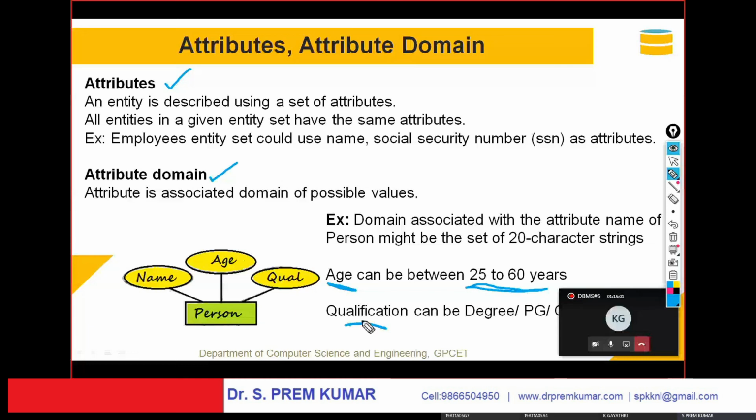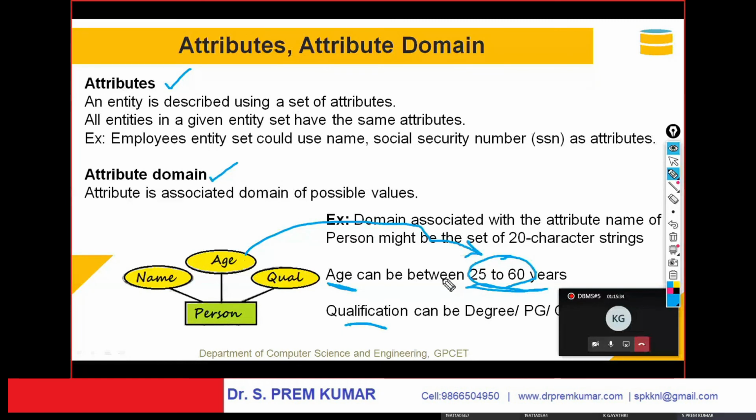So every attribute will have a certain value. The values will obey certain limits, which we call the attribute domain. For example, the age of a person can lie between 25 years and 60 years. Let me say that is my definition of age. Then this 25 to 60 years becomes the domain value for the attribute age.